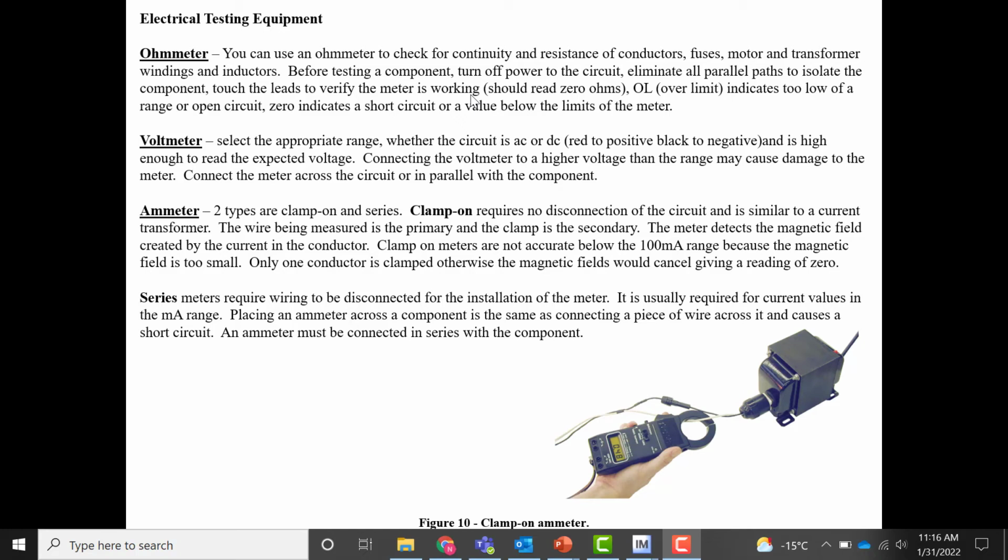Again, red positive, black negative, depending on the way we're reading that in our circuit. And high enough to read the expected voltage. So if I'm reading 600 volts, make sure I'm on a range that the meter's ready to read that voltage. If not, it could damage the meter, okay?